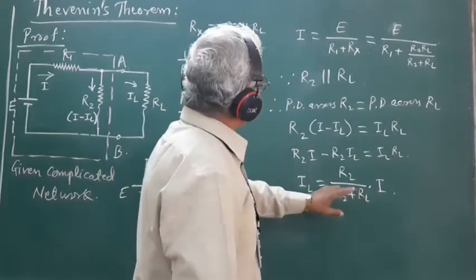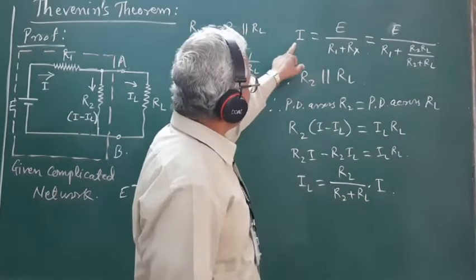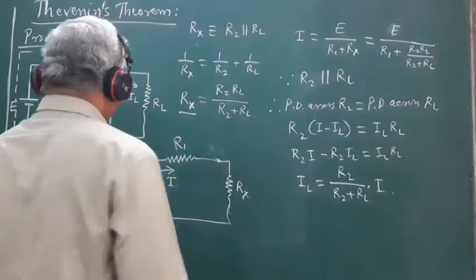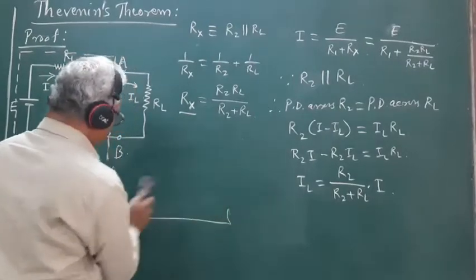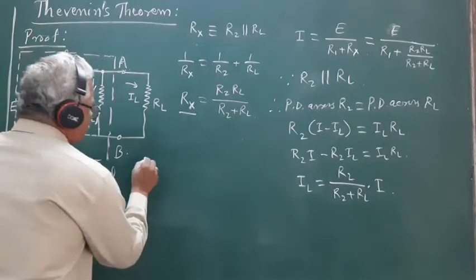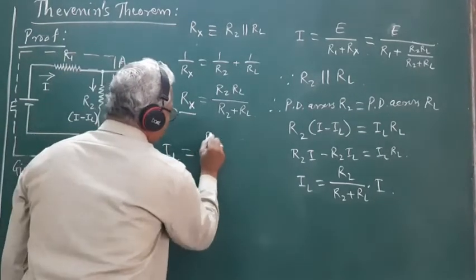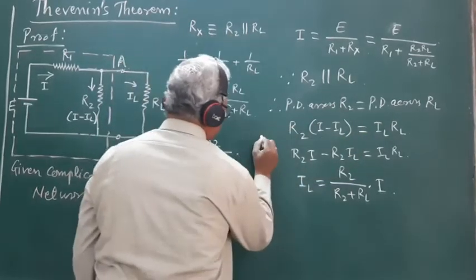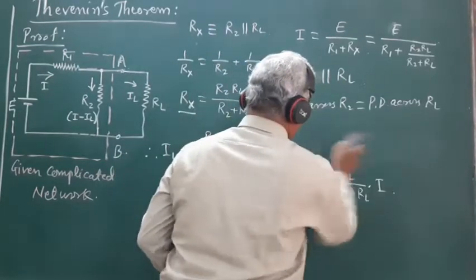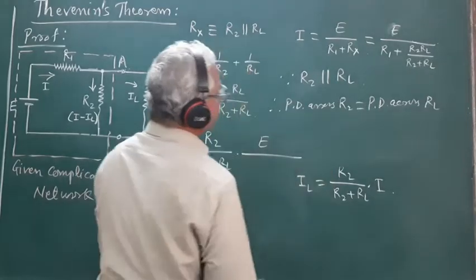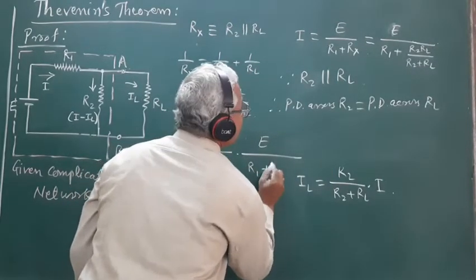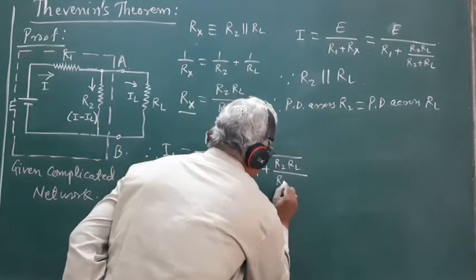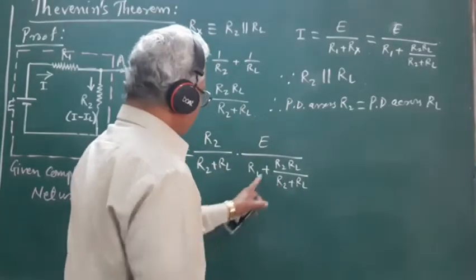So we can use this expression for I here. We have obtained the expression for the total current I. So using this expression for I, we get the expression for the load current IL when there is the given complicated network connected to the left of the terminals A and B. Therefore, IL is equal to R2 upon R2 plus RL into I, and I is given by the expression E upon R1 plus R2 RL upon R2 plus RL.